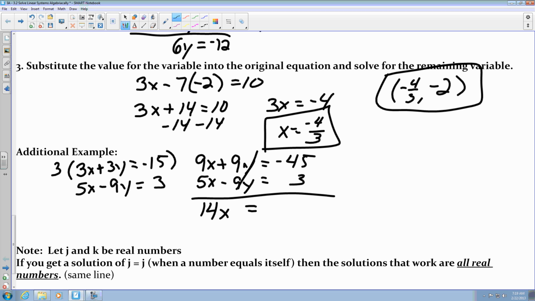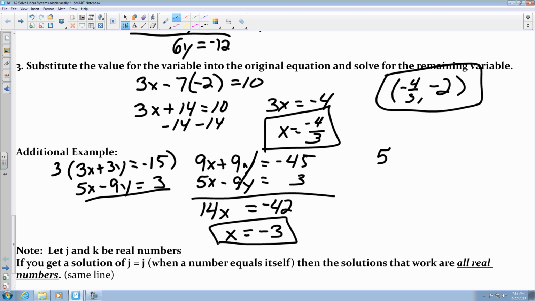equals negative 45 plus 3, which will give me a negative 42. So I'm going to divide both sides by 14, and this gives me x equals negative 3. So now what I do is I'll plug it back into the original equation. I'll just use this one here.